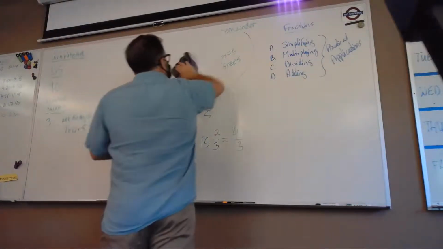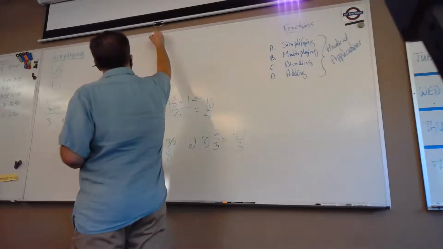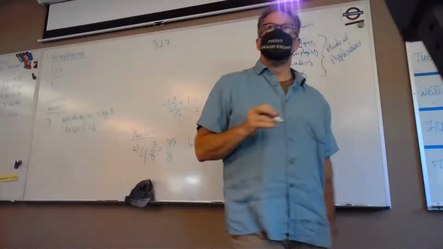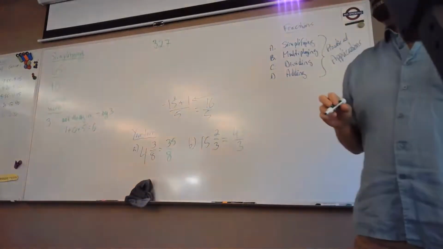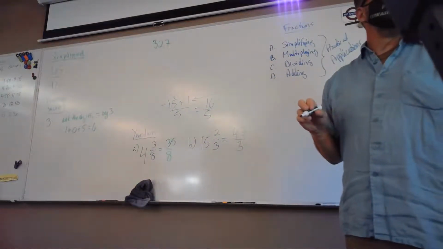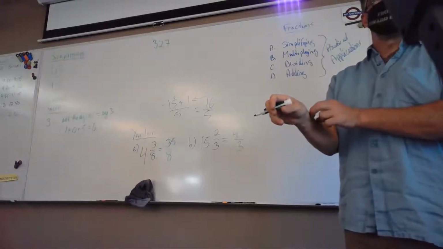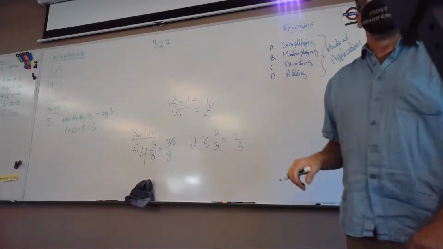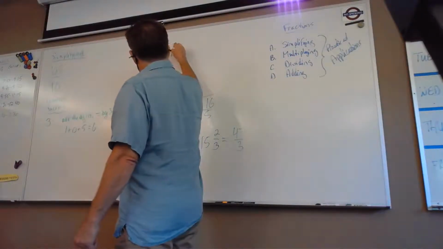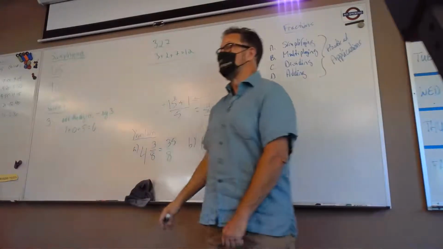So, questions for you. 327, yes or no, divisible by 3? Yes. And you know because? Tell us. 3 plus 2 plus 7. Is? 12. Which is 3. 12 is divisible by 3, therefore so is 327.